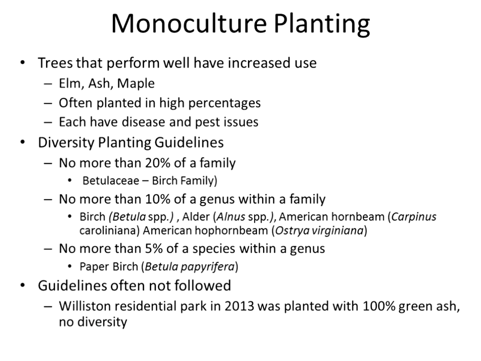No more than 10% of a genus within a family. Now, what is a genus? So a genus is a smaller group within that family of a plant. So here, we mentioned the birch family, Betulaceae. We have birch, Betula. We have alder, Alnus. American hornbeam, Carpinus. American hophornbeam, Ostrya. All of those are genera within a family. So they're fairly closely related. They have a lot of similar traits. They can also have some of the similar disease and insect issues.